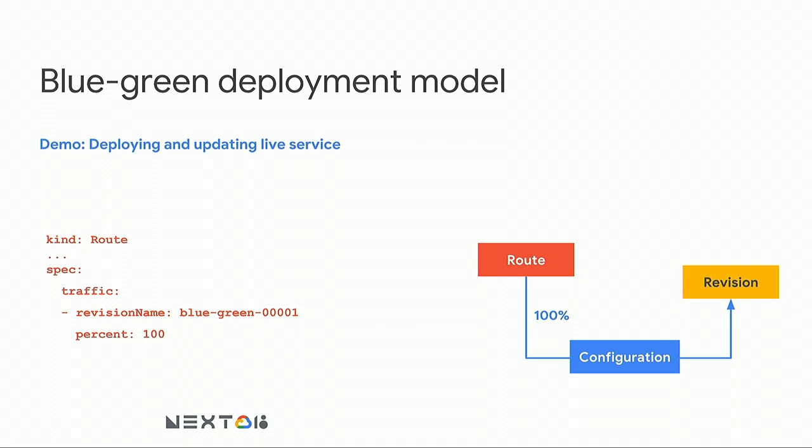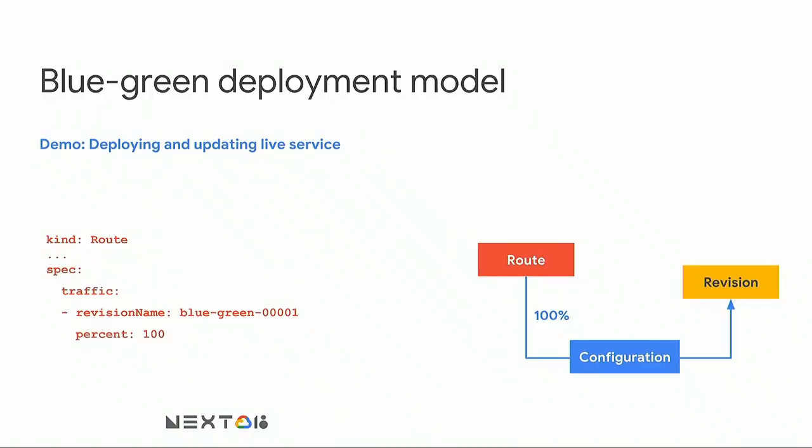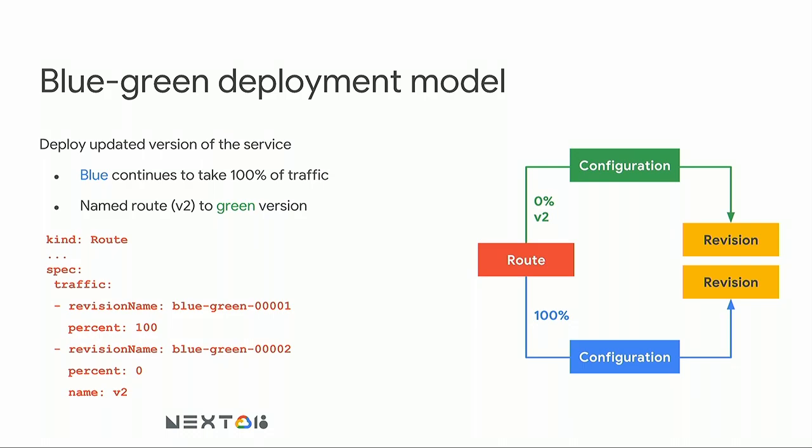So this is roughly what we had after we deployed the very first version of the software, right? We have a route that is shuffling 100% of the traffic to the configuration that only has one revision. That's all great. So we are only specifying that 100% of traffic goes there.